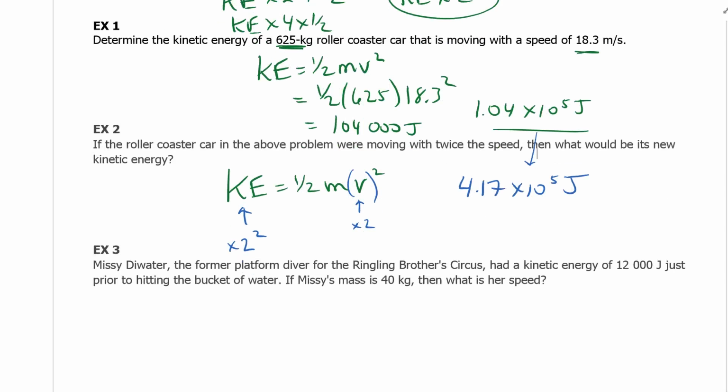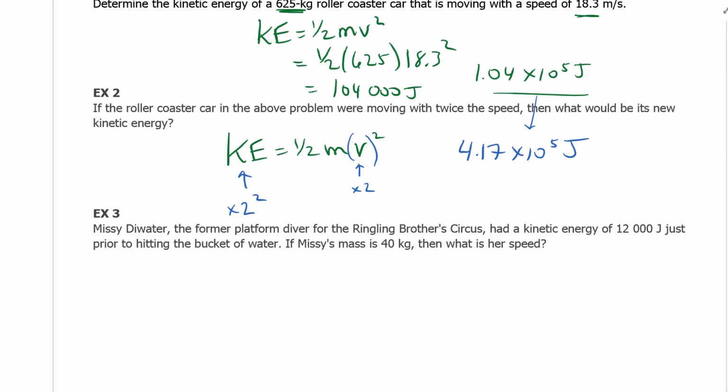The last one, and I think we'll conclude this video and finish that other one on a different short video. It says, Missy DeWater, the former platform diver for the Ringling Brothers Circus, had a kinetic energy of 12,000 joules just prior to hitting the bucket of water. If Missy's mass is 40 kilograms, then what is her speed?